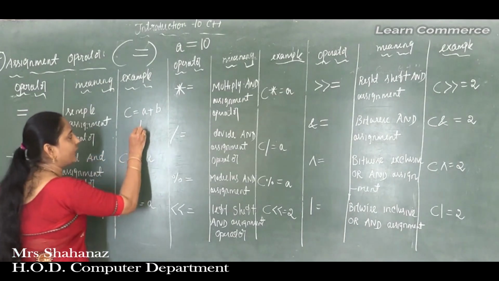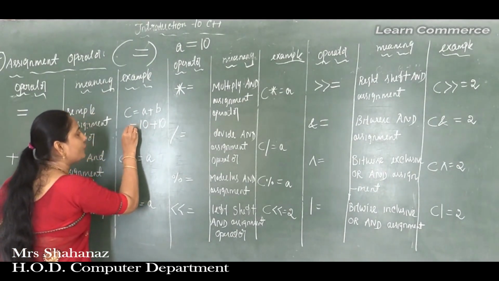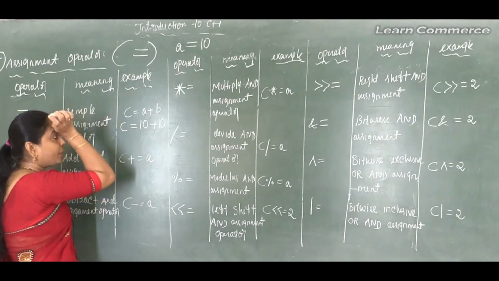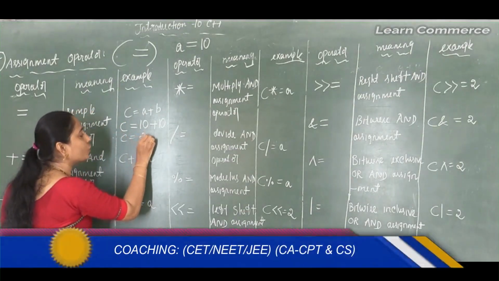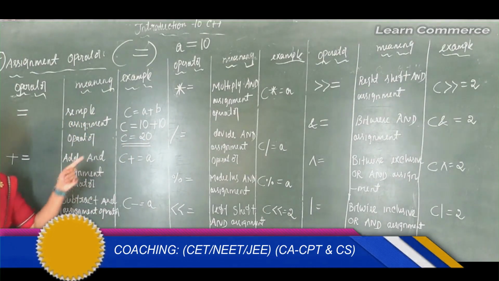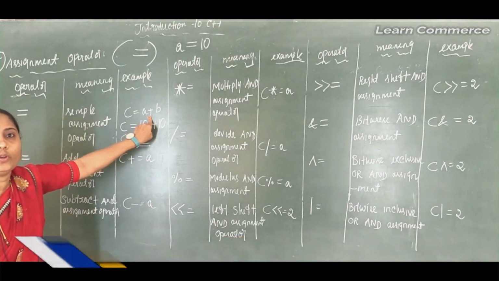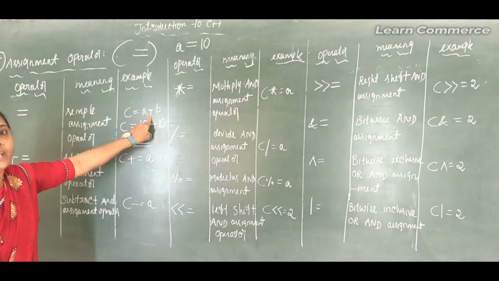Maybe if A value is 10 and B value is also 10, then that value is going to be assigned to the variable C. So C value is equal to 20. Correct? So for example, C is equal to A plus B here. We assign the value of A plus B into C.